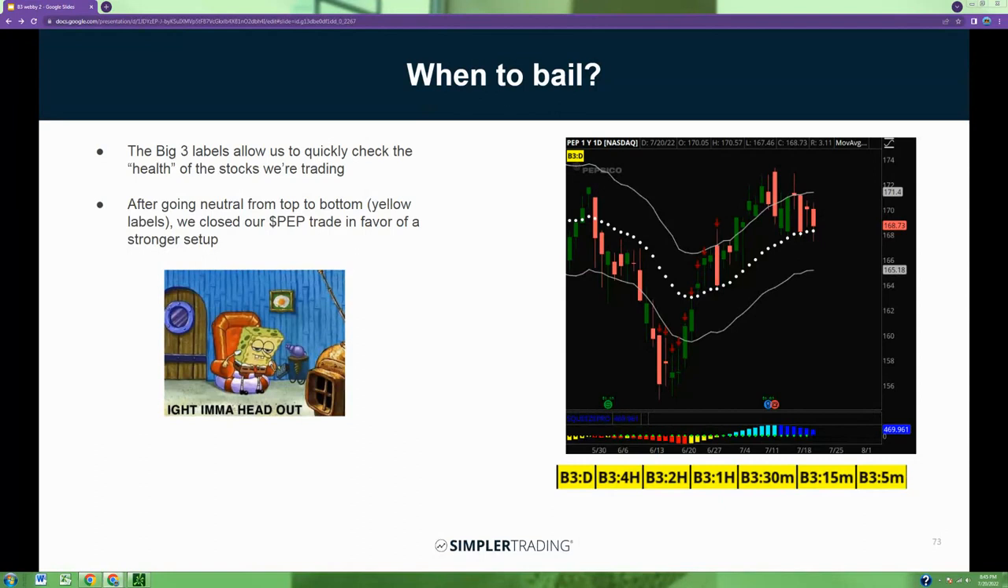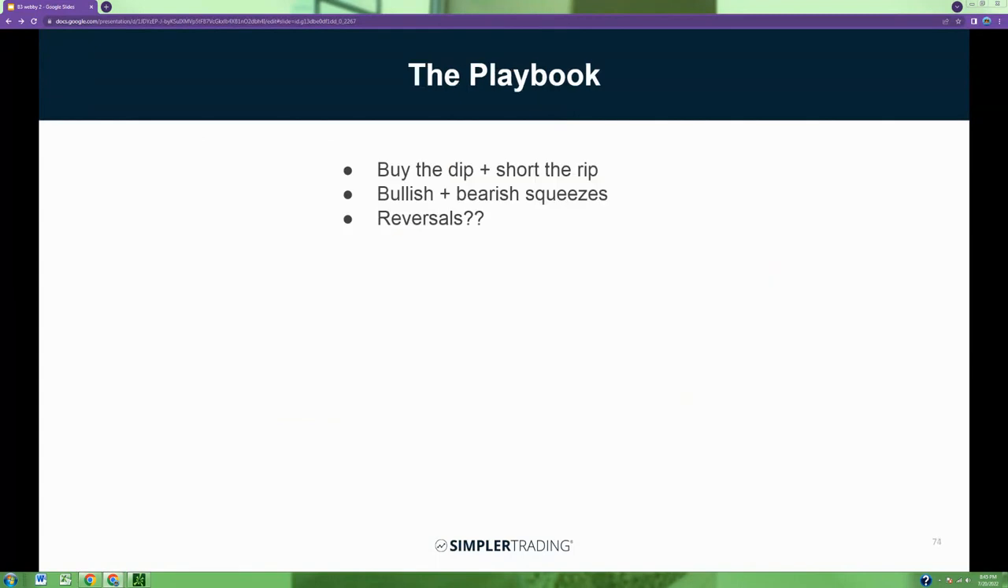So what I like about the labels here, we can kind of quickly check the health of the stock that we're trading from the top down. And I think that's how you can really exit trades before things get a lot uglier, before things turn into a much bigger loss than needed. So for my playbook, we can buy the dips. We can short the rips. My biggest passion, trading those bullish and those bearish squeezes.